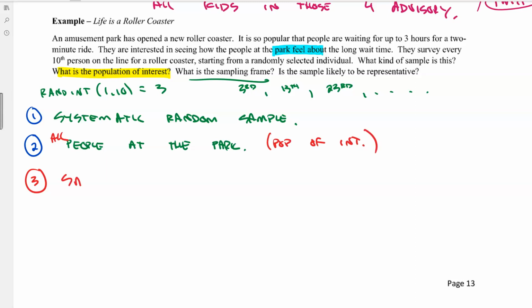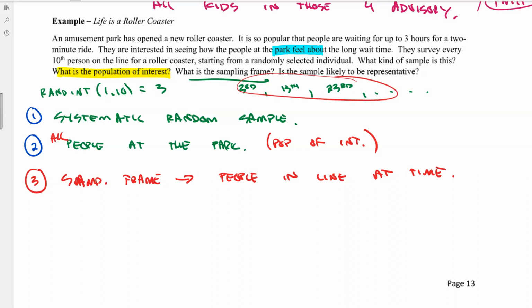my sampling frame are the people that could be in the sample. The sampling frame is the people in line at the time of the survey. So the only people that are getting surveyed are the people in line. Not the third, like all the people, 1st through 10, all the people in line at any given time. So anytime there's a significant difference between your sampling frame and your population, this is where you got problems, okay? Is this sample likely to be representative?